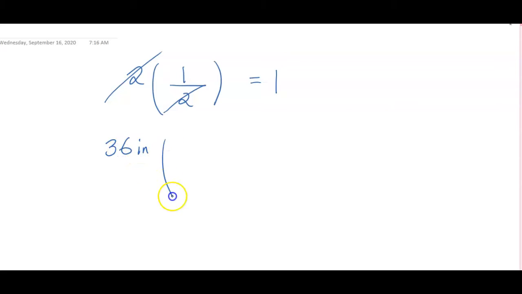So the factor label method, basically, we treat units just like numbers. So you know how if you take 2 times 1/2, you can just cancel out these 2s and get 1. We're going to do the same sort of thing with units. We're going to get rid of units by canceling out units that are on the top and the bottom. So, for instance, if I had 36 inches, and I wanted to know how many feet that was, I'm sure you already know the answer, but just bear with me here.